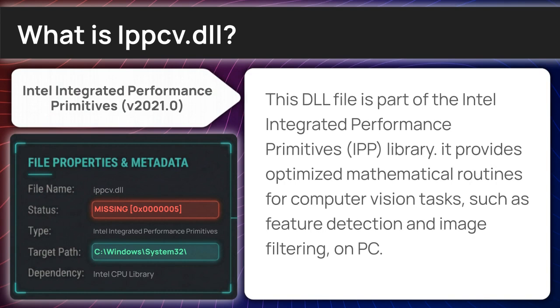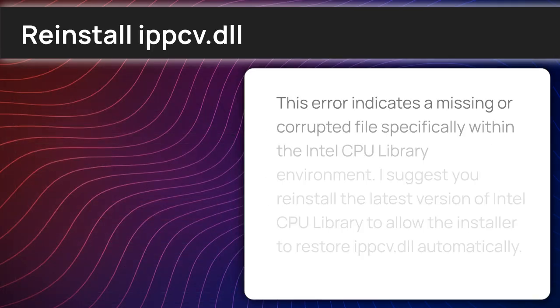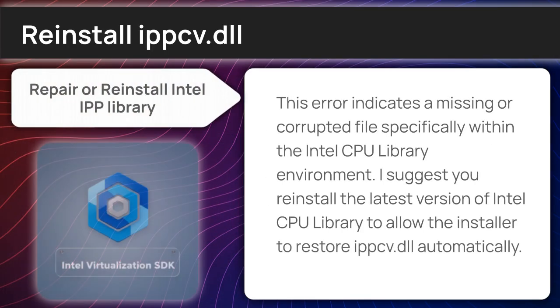Now let's dive into the solution, starting with a standard reinstallation. This error commonly appears when specific Intel CPU library files are missing or corrupted in the app folder. Reinstall the official version of Intel CPU library to repair the application and replace the Ippcv.dll dependency.